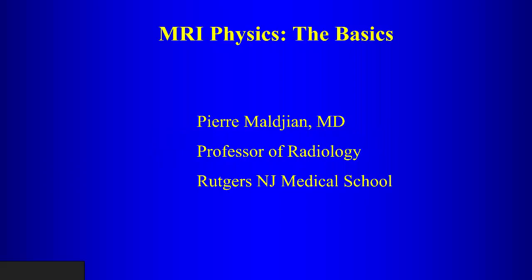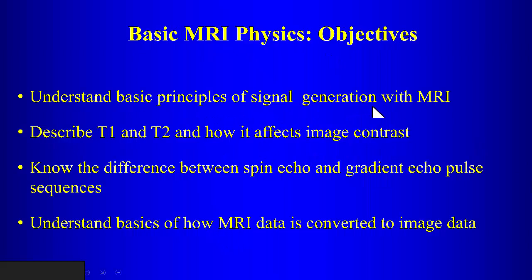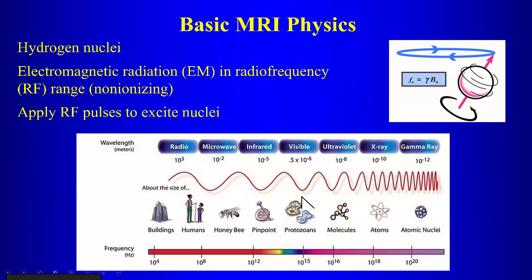Okay, so before we get to the next section of the course, which would be on cardiac MRI, I need to talk about some of the basics of MRI physics, just to get the junior residents up to speed. So the objectives here are to discuss basic principles of signal generation with MRI, describe T1 and T2 and how it affects image contrast. We'll talk about the difference between spin echo and gradient echo pulse sequences and understand the basics of how MRI data is converted to image data.